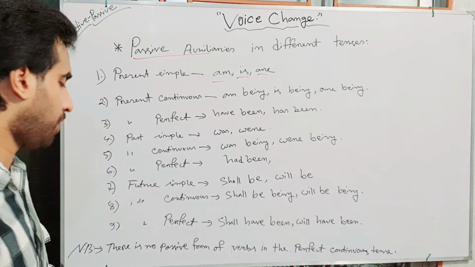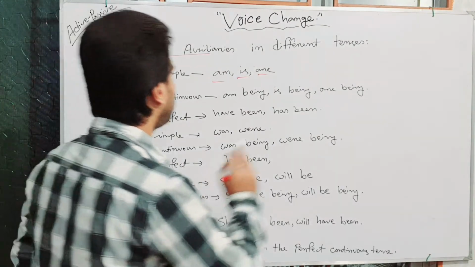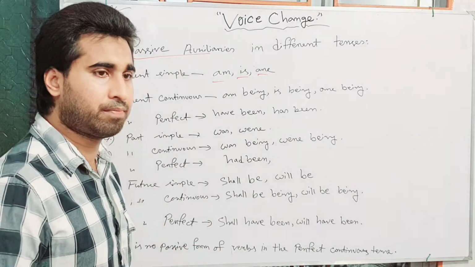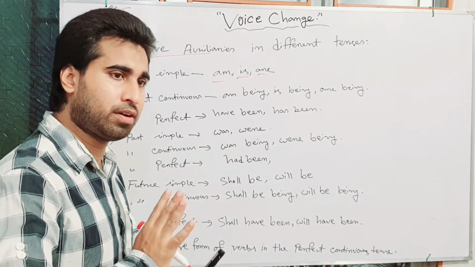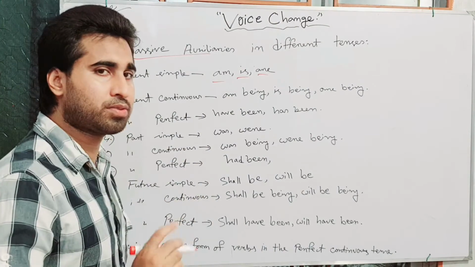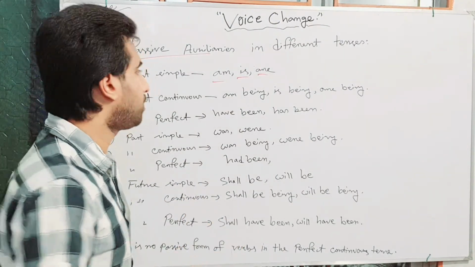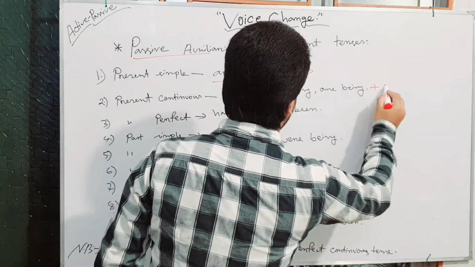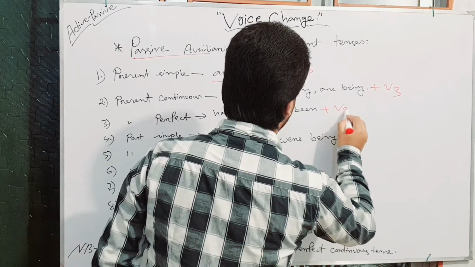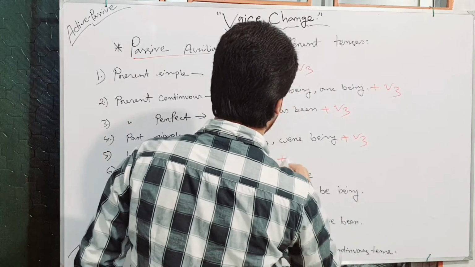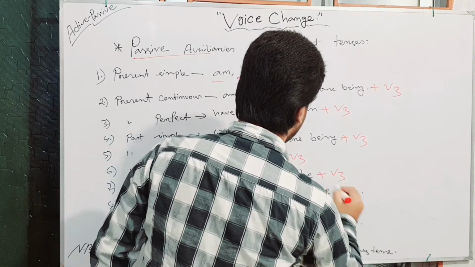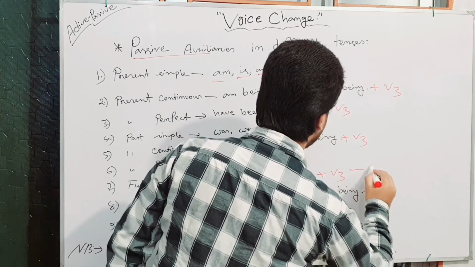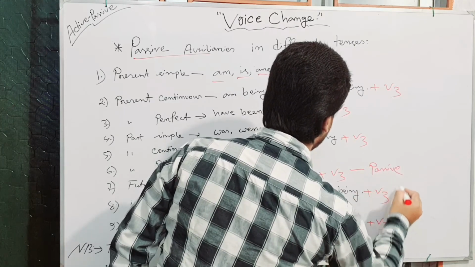But after these, we have to use, as in my first lesson, or first of all, I have talked about the passive and the form of the main verb. In the passive sentence, we have to use the past participle form of the verb. So after this, plus the B3 form of the verb. B3 is a passive.